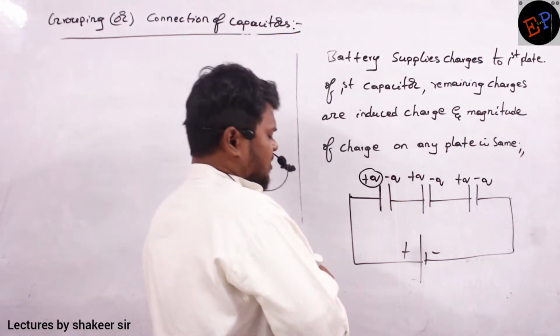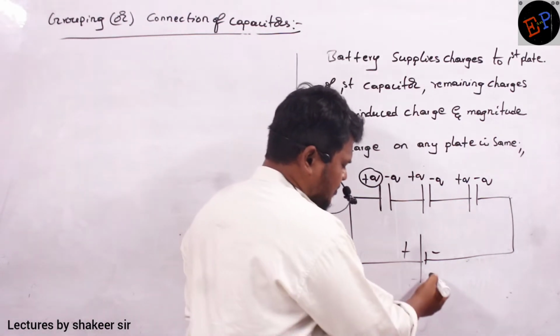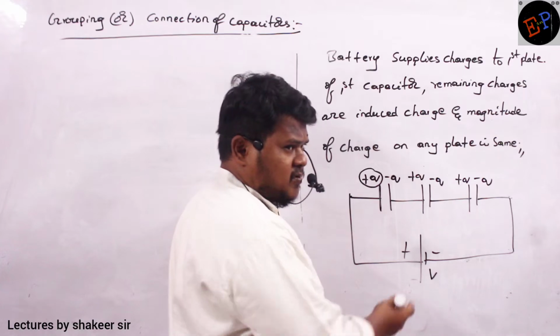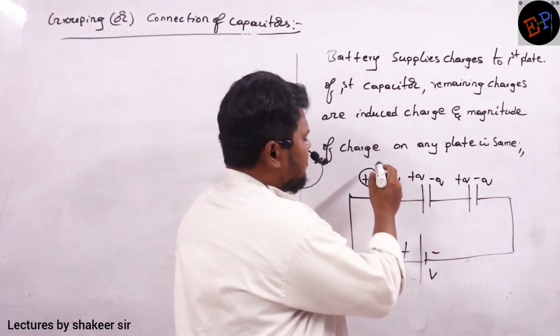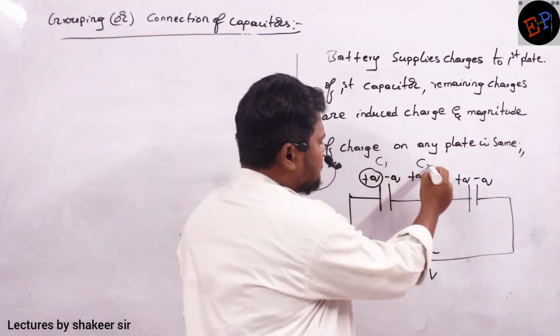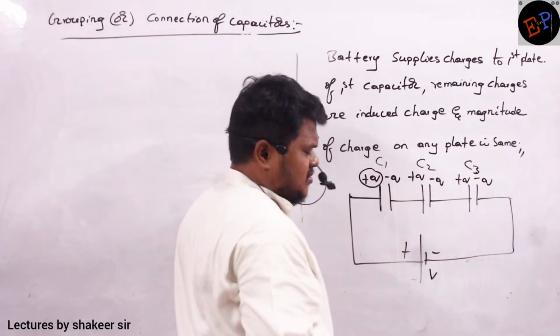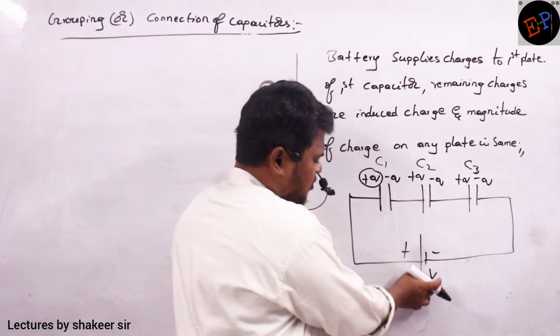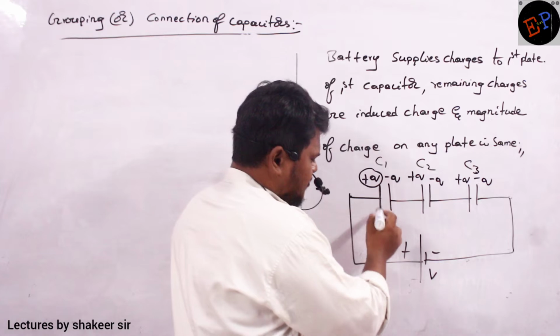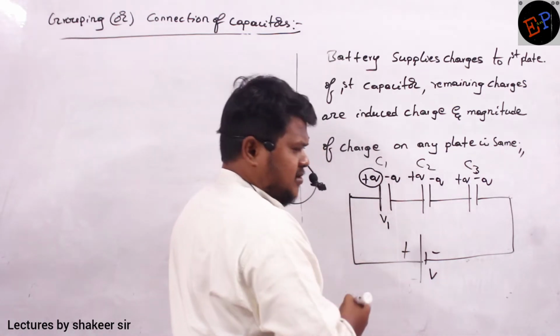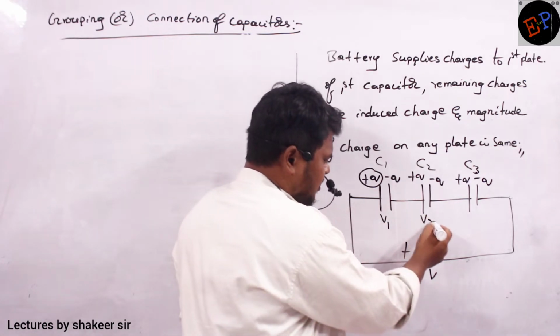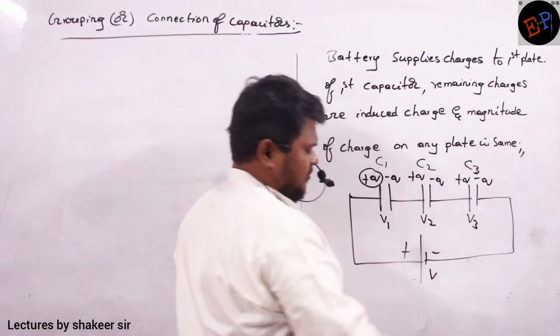What is the total capacity of the battery we have taken? Total potential is V. Out of this V, the capacitance of the first capacitor is C1, this is C2 and this one is C3. Out of the total potential supplied by the battery, the first capacitor will take V1 potential, the second one will take V2, and the third one will take V3.